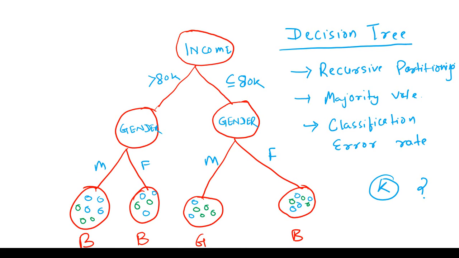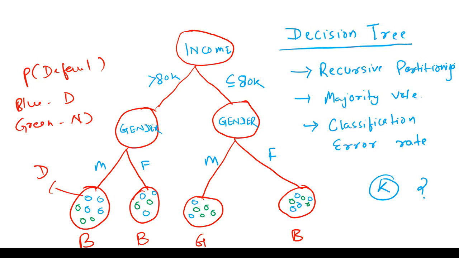So here is an example of finding out the default and non-default customers on loan payment. We're trying to predict the probability of default on loans. Let's consider that the blue circles denote the default, and so the blue ones are default and the green ones are non-default. Now a decision tree model for classification will look something like this.